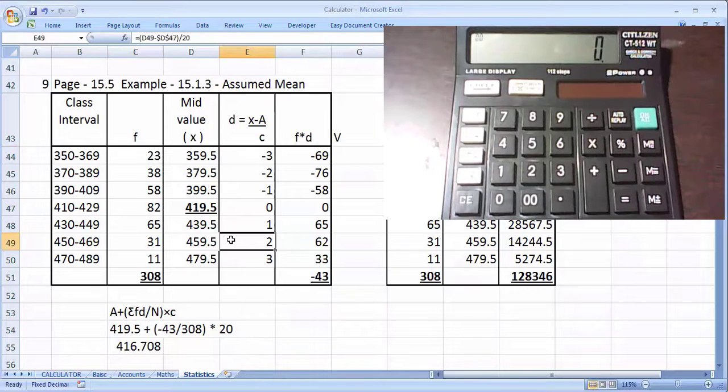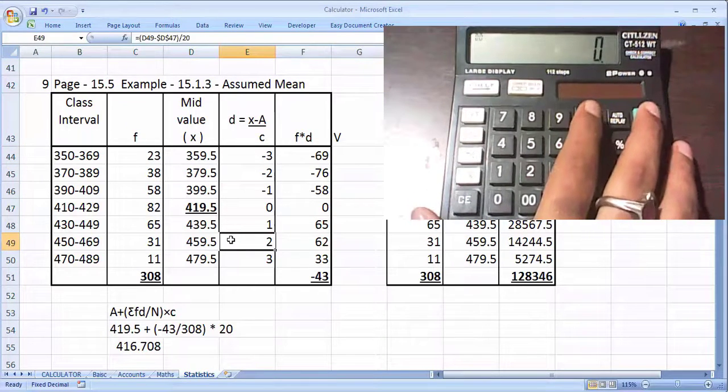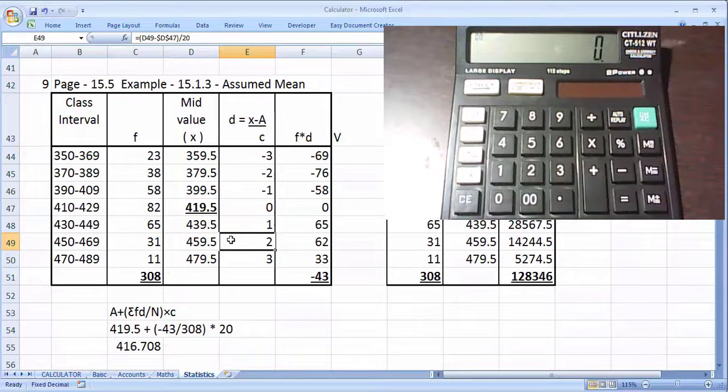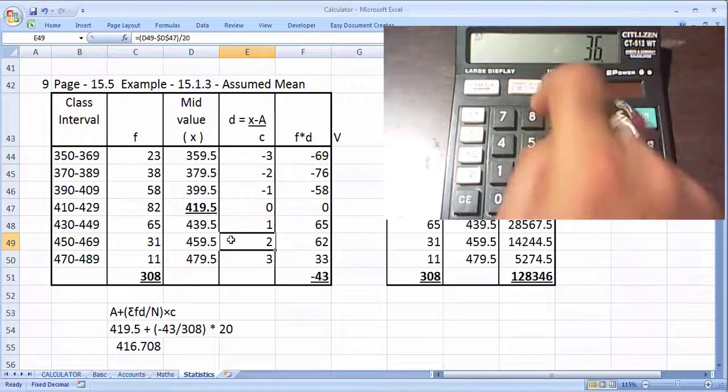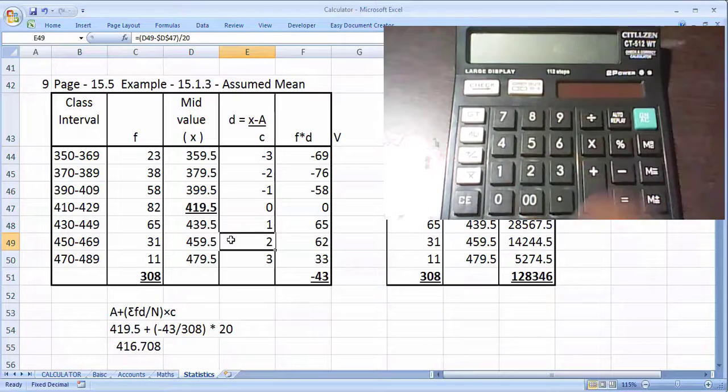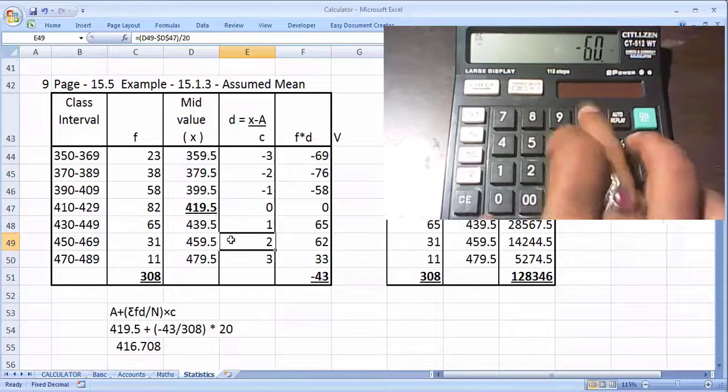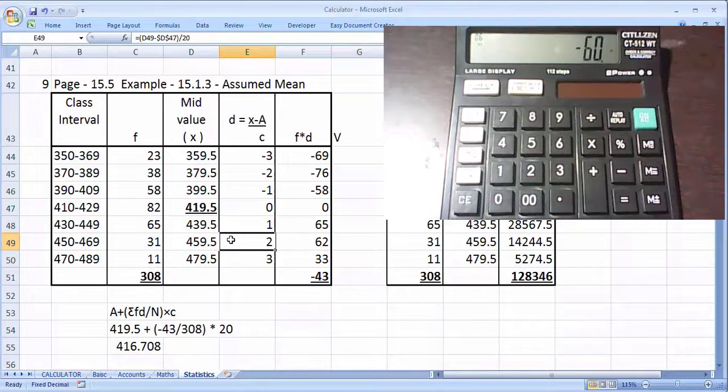So shall we see now? Chalo, we'll do this, a very long process. Assumed mean calculations: 419.5. How did we get 419.5? First of all, 350 plus 369, divided by 2, is equal to 359.5. This is the mid value. X value minus assumed mean, 419.5, divided by class interval. What is the class interval? 20. Minus 60 divided by 20 is equal to minus 3. That is the value of D.